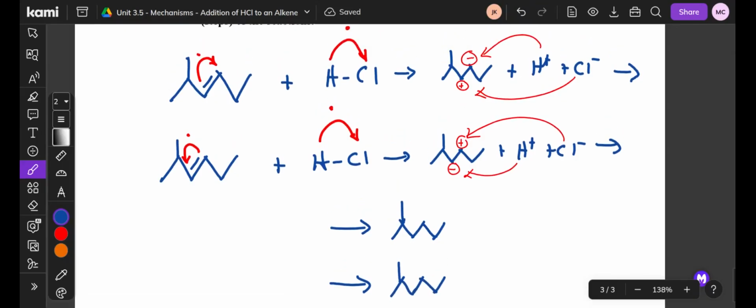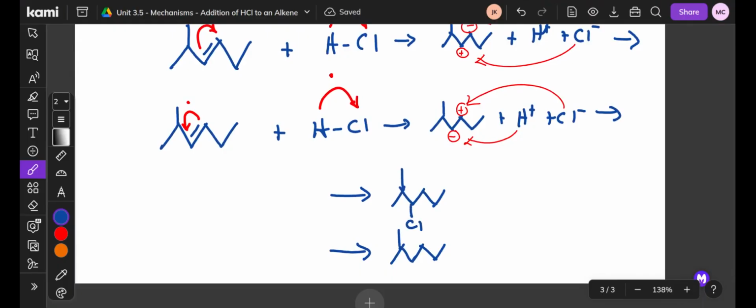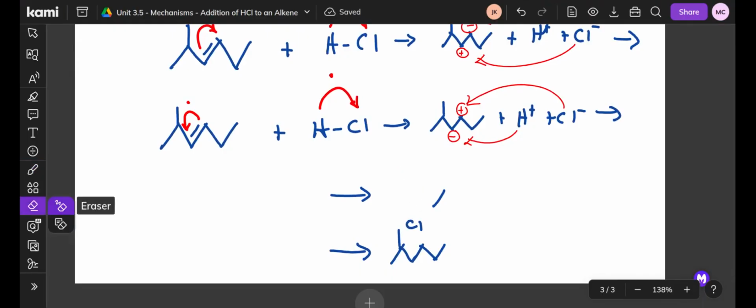And so the chlorine would go down here. Ooh, I need to do that a little better.